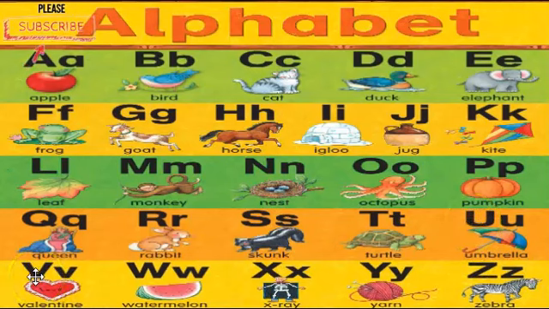V. V is for Valentine. This red heart represents Valentine. W. W is for watermelon. X. X is for X-ray. Y. Y is for yarn. And Z. Z is for zebra.